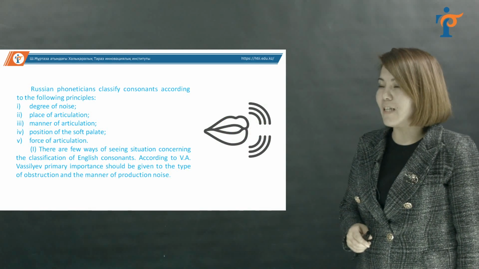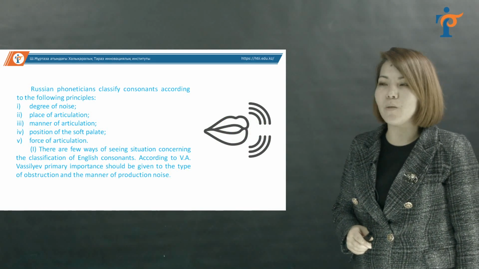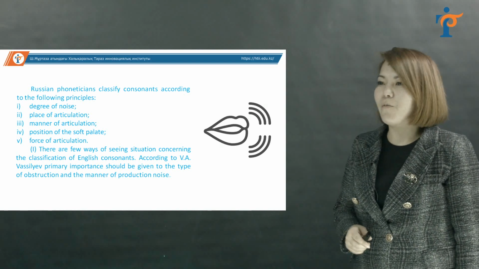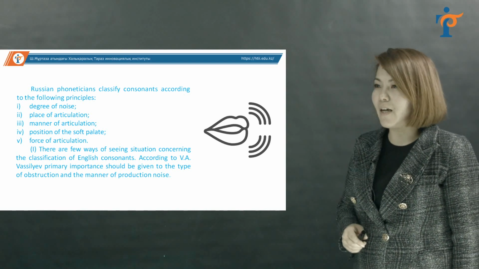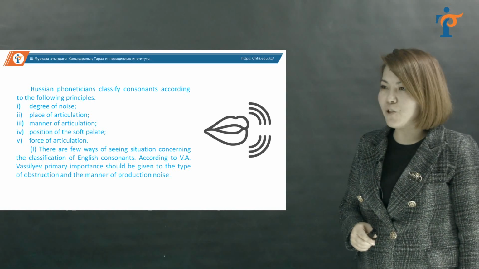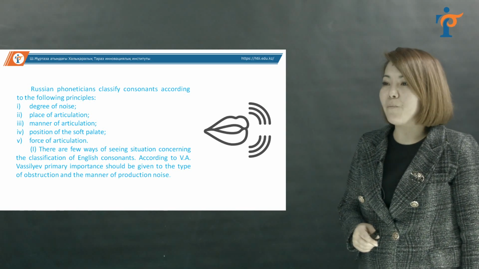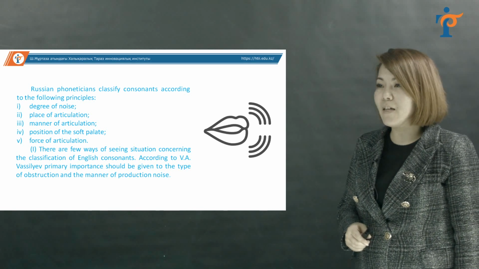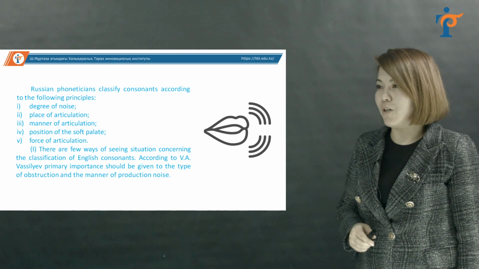Russian phoneticians classify consonants according to the following principles. The first is the degree of noise, the second is the place of articulation, the third is the manner of articulation, the fourth is the position of the soft palate, and the last one is the force of articulation.